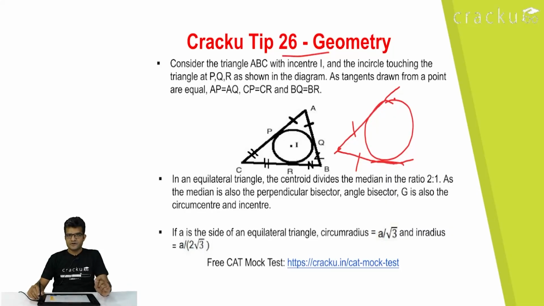Now you know that the in circle is going to touch all the three sides. So you can easily figure out that CP will be equal to CR, because CP and CR are tangents to the in circle from the point C. Similarly, AP will be equal to AQ, because from A the two tangents to the circle are AP and AQ. Similarly, BQ will be equal to BR, because there are two tangents from the same point B. We have already figured out the circumradius and the inradius of an equilateral triangle. Let us go to the next slide.